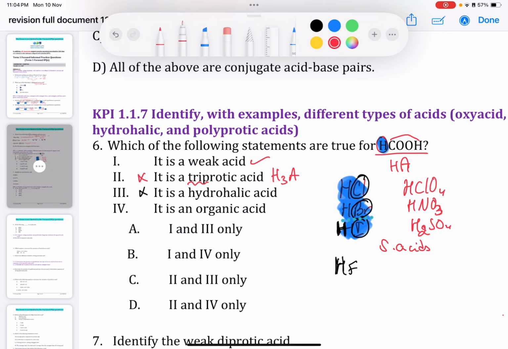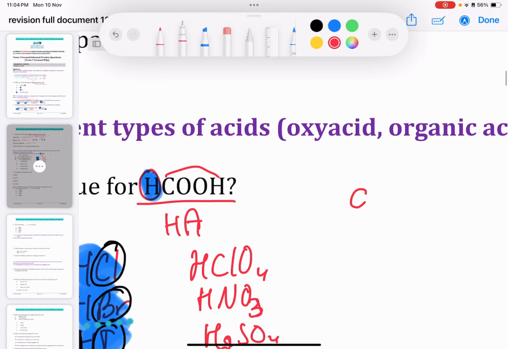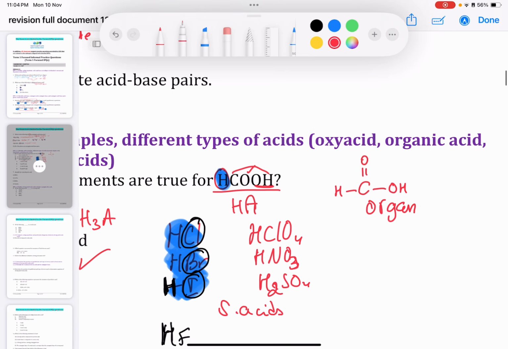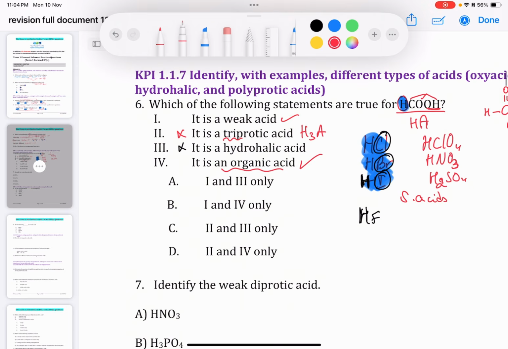What we have here is an organic acid. Yes, it is an organic acid because of the group COOH, which is like this. That's the carbon, that's the first O, that's the OH over here, and here's the H. So this is an organic acid. We have another well-known organic acid, which is the acetic acid, CH3COOH. So the correct answer is 1 and 4, and that is B.